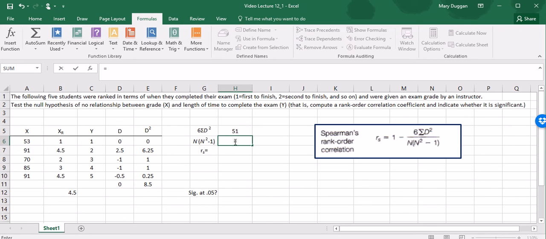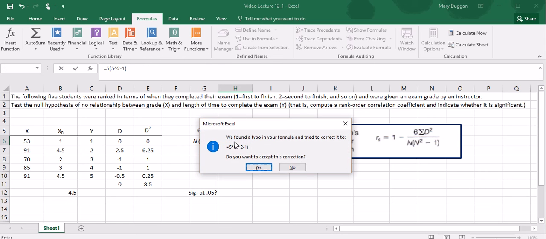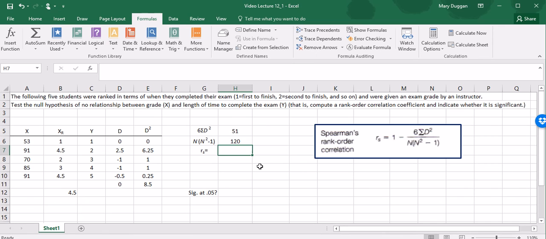I'm going to put equals and then a 5 because that's our n. And in parentheses, I'm going to do a 5 and then a caret and a 2 to square that 5, minus 1. All right. Oh my, something I didn't do. Okay, but I know I have the right number because 25 minus 1 is 24, and 24 times 5 is going to give us 120. So we are on the right track.